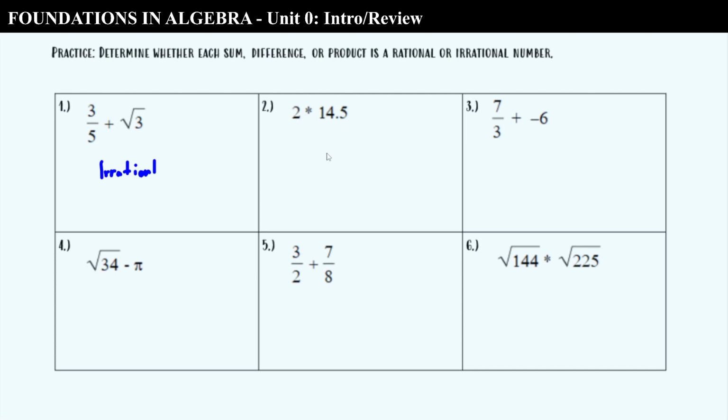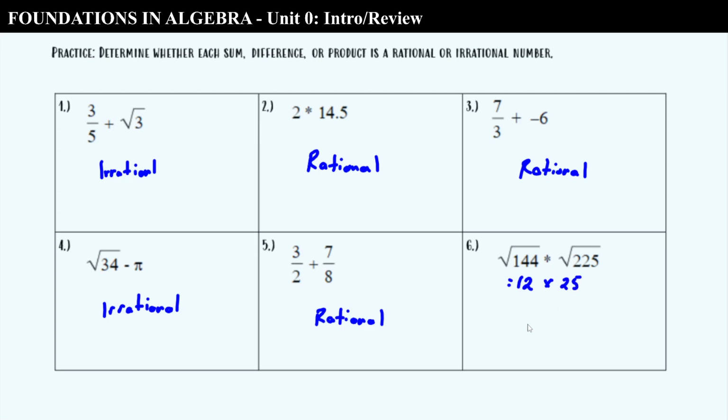Here we have a rational times a rational, so this is rational. Here we have a rational plus a rational, so again, rational. This is an irrational minus an irrational, so this is going to be also irrational because the decimals on these two are not the same. Rational plus a rational gives us a rational. And we know this is 12. And we know this is 25. So a rational times a rational gives us a rational.